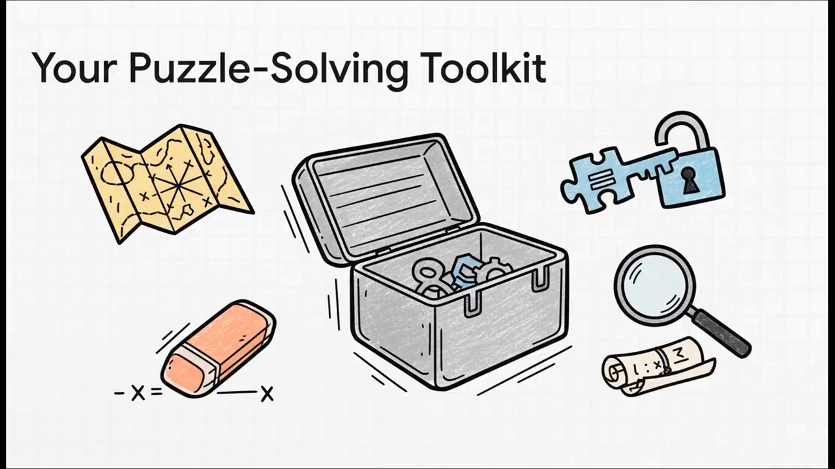So let's do a quick recap of your new puzzle-solving toolkit. You've got the map, that's your graphical method. You've got the shortcut, the substitution method. You've got the eraser, the elimination method. And of course, the secret code, that awesome ratio check.